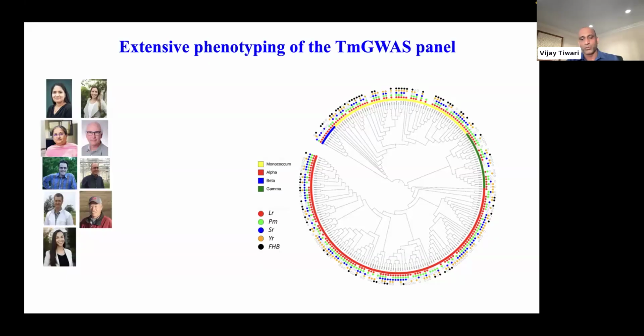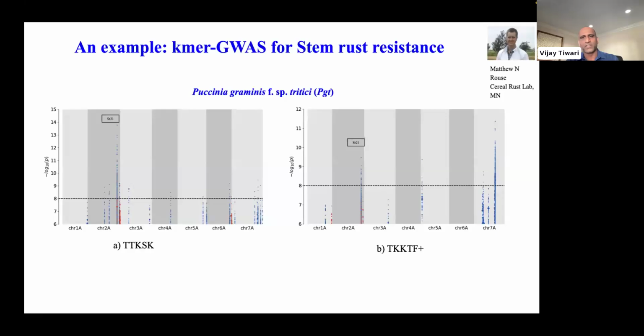We are working on a manuscript, so I may not be able to show all the data, but just one example, where I'm showing k-mer GWAS for stem rust resistance. You can see that Sr21 is already cloned for both the races. Here we are confirming the cloned genes, and we are identifying some new loci that can be used in identifying new sources of resistance. The blue peak shows the resistance association, and red peaks show negative correlation for that particular trait.